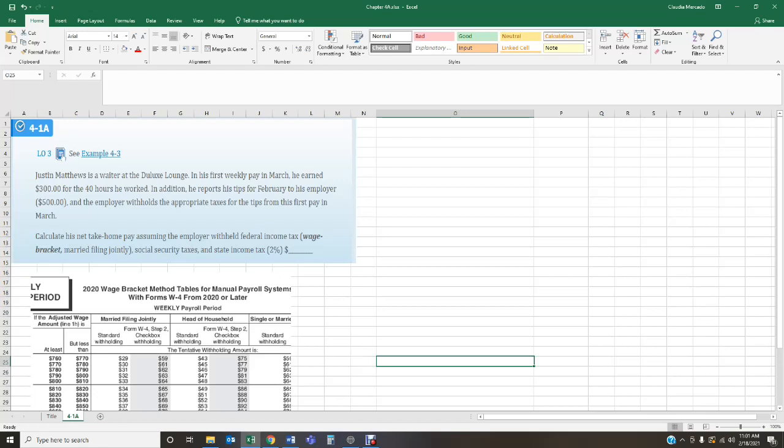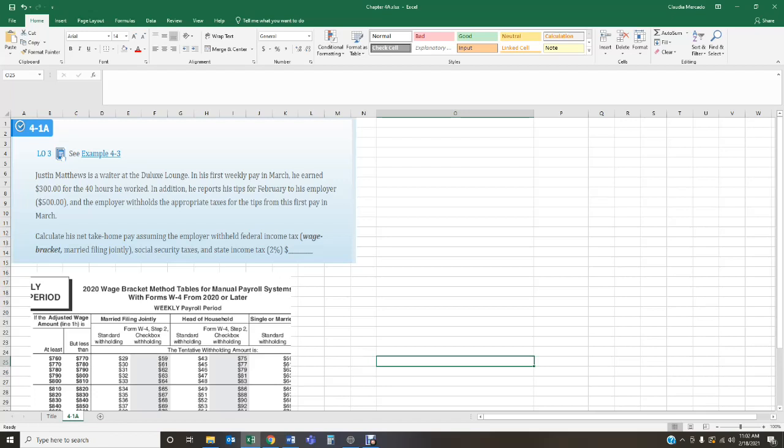Now, during the month of February, he accumulated tips of $500, but he hasn't paid any taxes on those $500 of tips. The employee has informed his employer that he made $500 of tips during the month of February. The employer now is aware of it and is going to deduct the appropriate taxes for those tips from the paycheck that he's going to get this week for $300. So not only is the employee going to pay taxes on the $300 of earnings, but they're also going to pay taxes on the $500 of tips that they had accumulated.